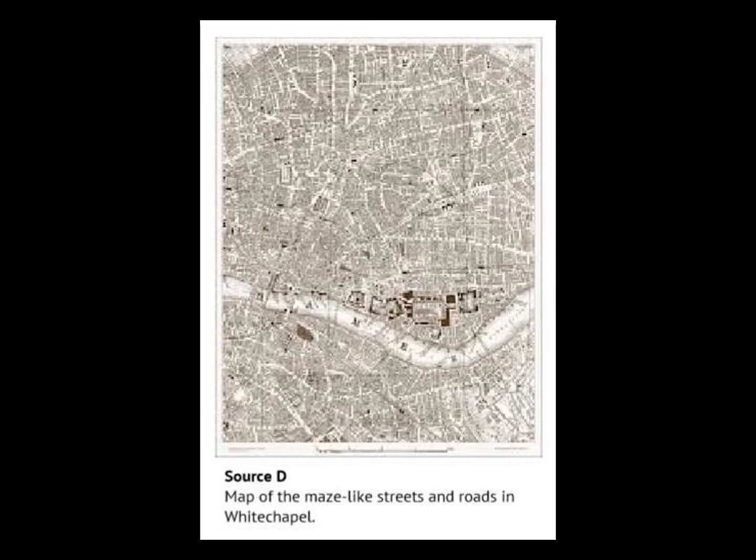Source D, a little bit difficult to make out, but it's a map of the Whitechapel area and all of the roads, which shows you it's this huge maze-like area of London, near the Thames. So it'd be very easy for someone to be able to escape really quickly if they knew the area really well and travel quickly through this area without being caught or arousing suspicion, because there were lots of different alleys that you could escape down.